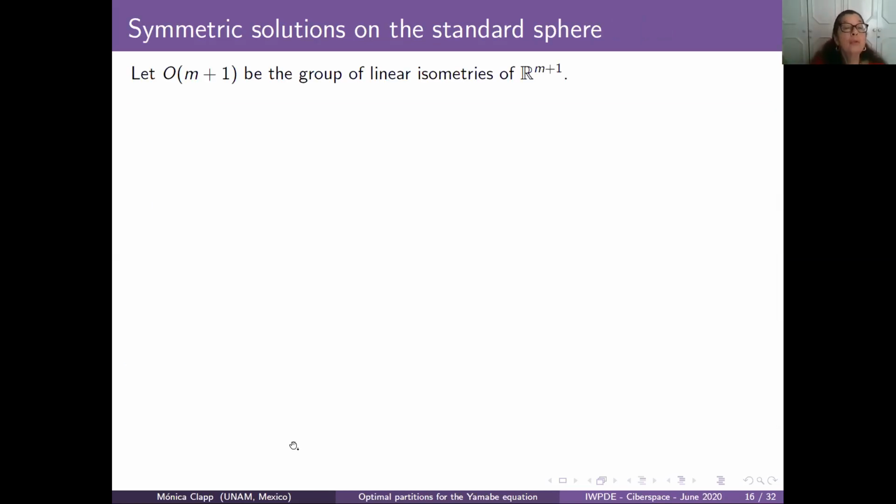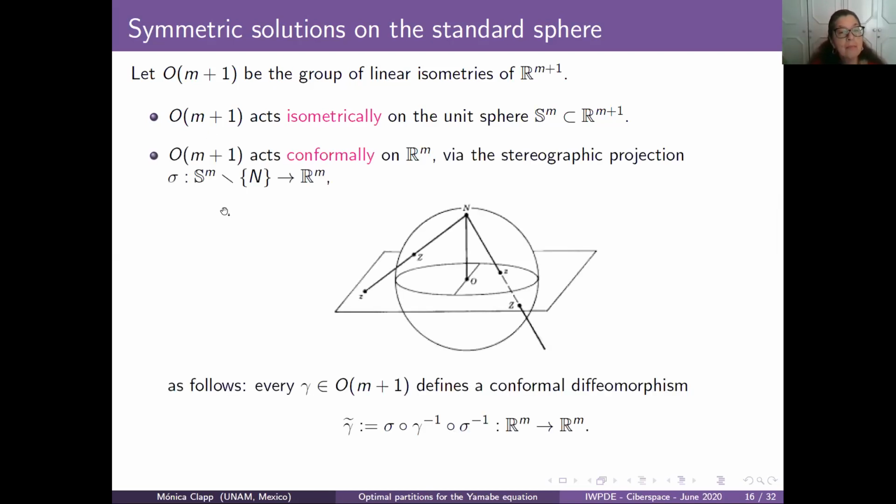So we are going to look at the sphere, which has a lot of symmetries. We are going to look at a group of linear isometries in R^{m+1}. The sphere is contained in R^{m+1}, and this group acts by isometries on the sphere. In fact, this is the group of isometries of the m-sphere.